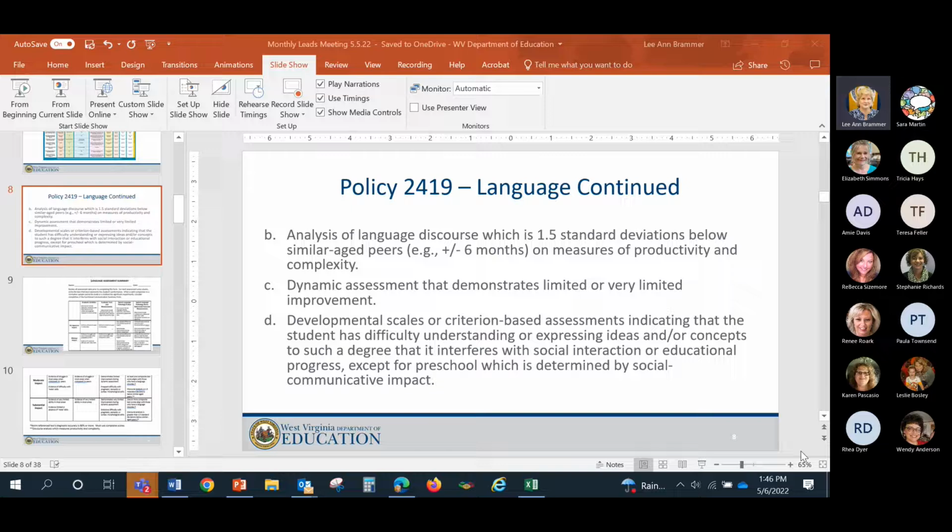Well, then we need to figure that out, because if we just eliminated 1 and did the other 4 and just said you need 3 of the 4, then you have the possibility of just using one test to make that determination. And IDEA says you can't base it on one test. Now, even though you've got the dynamic assessment and the developmental scales, we don't want to make that recommendation just based on one standardized assessment or norm reference test. So that's where the other 2 procedures would come in.